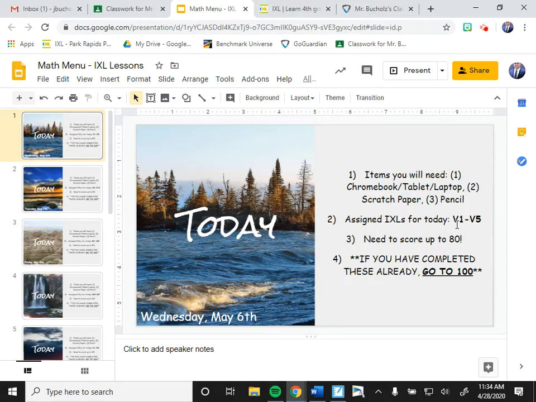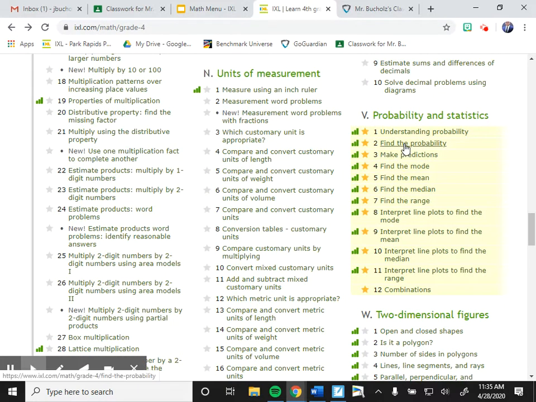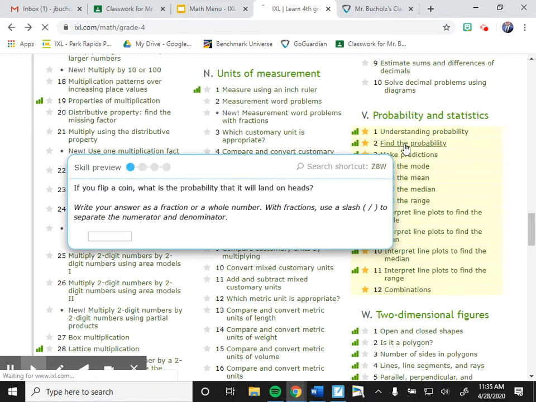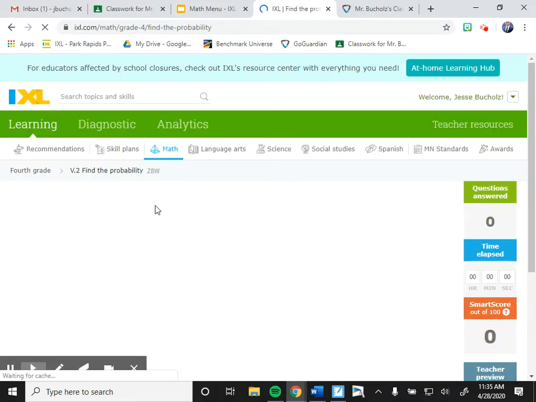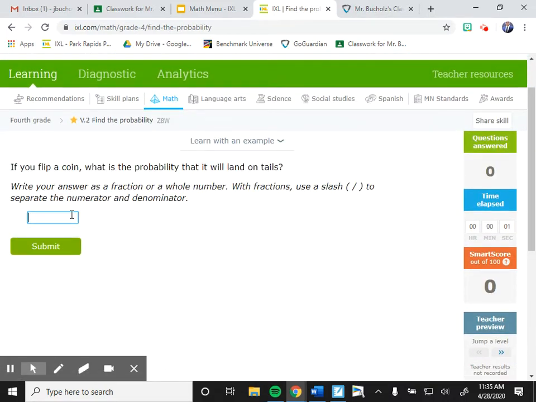Today we are doing our Excels here. So we're working on V2 today, finding the probability. Probability is basically fractions, right? So we're going to use our slash button to represent a fraction.